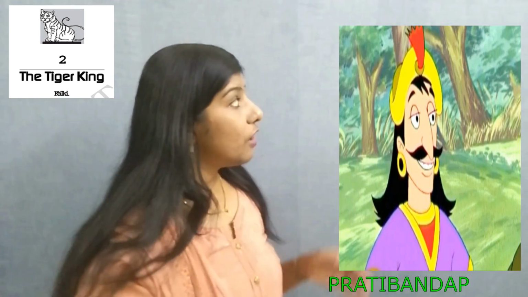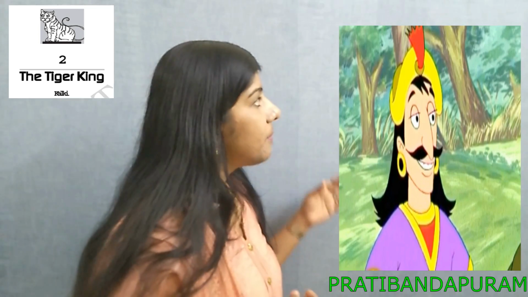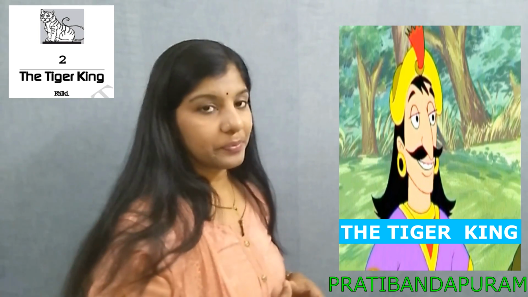This story is set in Pratibandhapuram, and the Maharaja of Pratibandhapuram is the hero of the story. Kalki starts the story by saying how the Maharaja got the name the Tiger King. He does not want to keep it as a suspense, and in the opening paragraph itself, he reveals why the Maharaja was known as the Tiger King.